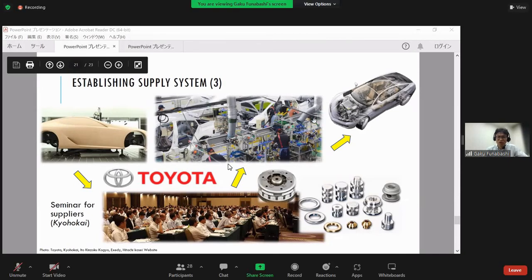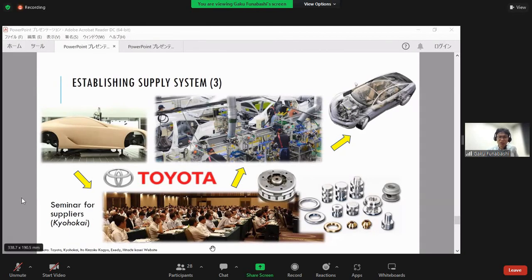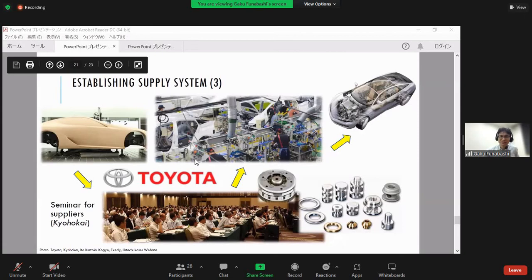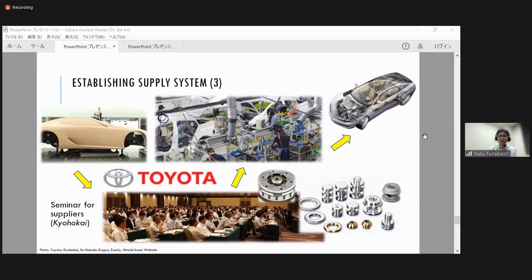This system not only involves the staff of Toyota itself, but also many other companies, including small and medium enterprises. They are the suppliers of Toyota cars, suppliers of components, and many others inside this car. Usually a car with a gasoline engine has about 30,000 components. So you can see so many suppliers of components are involved.